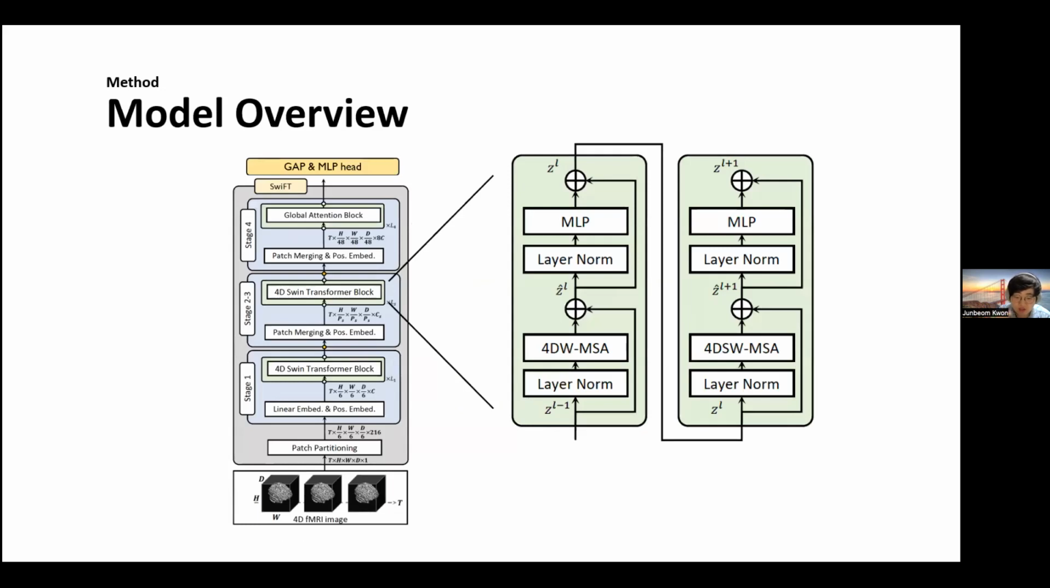So this is our architecture of Swift. The model accepts fMRI images, divides and embeds the volumes, and runs them through the transformer encoder. Then we carry out various tasks using the extracted features.